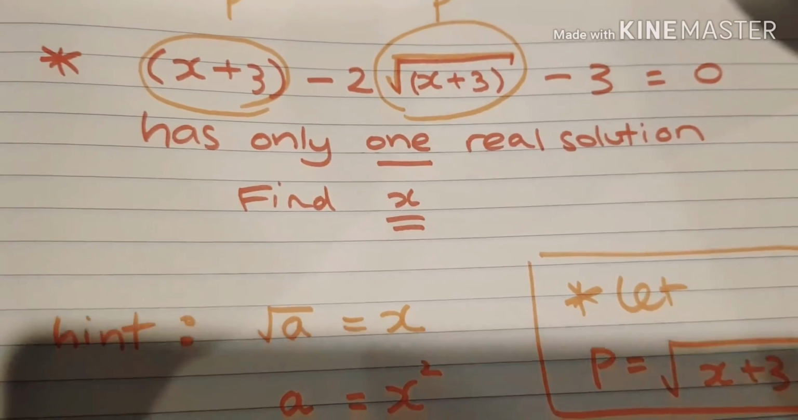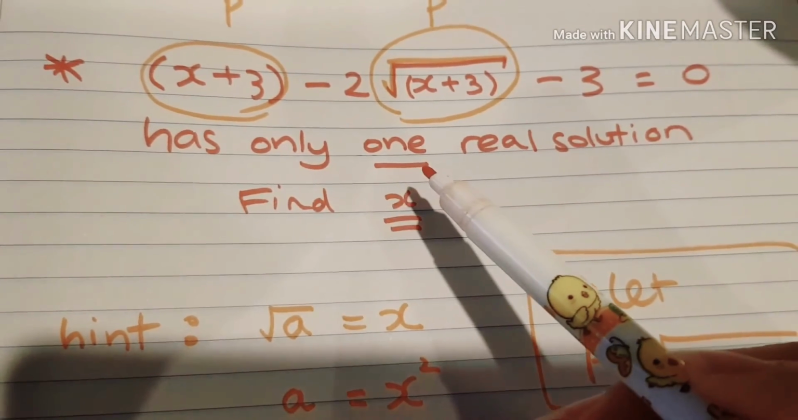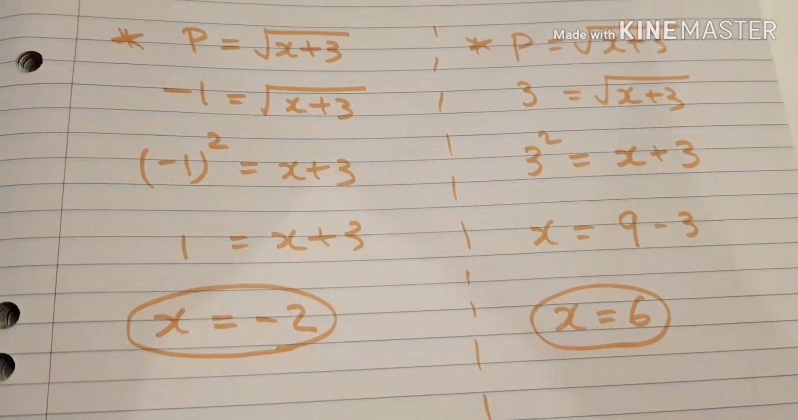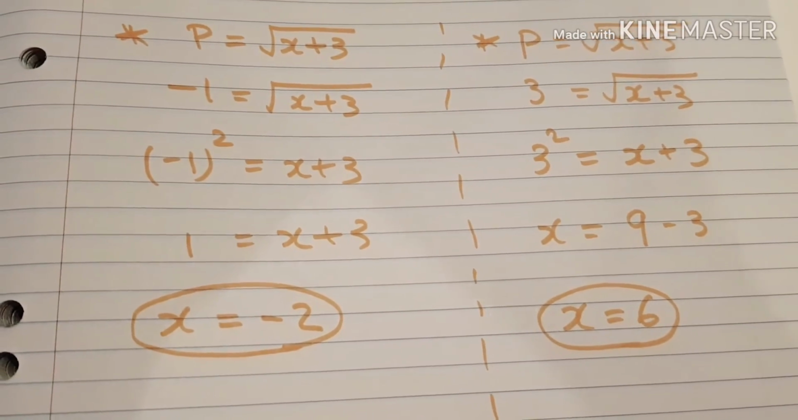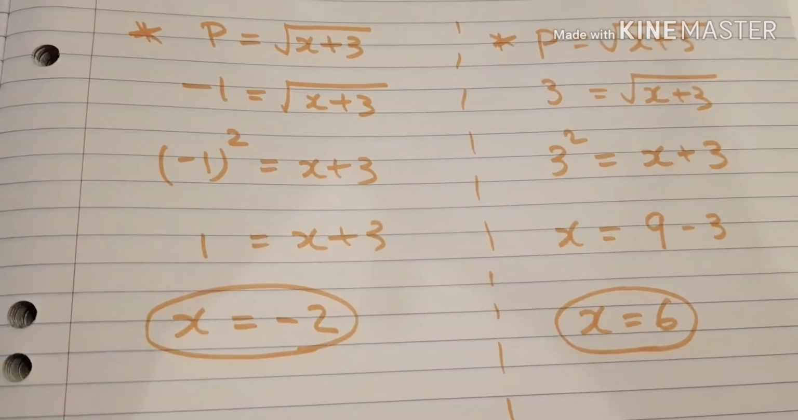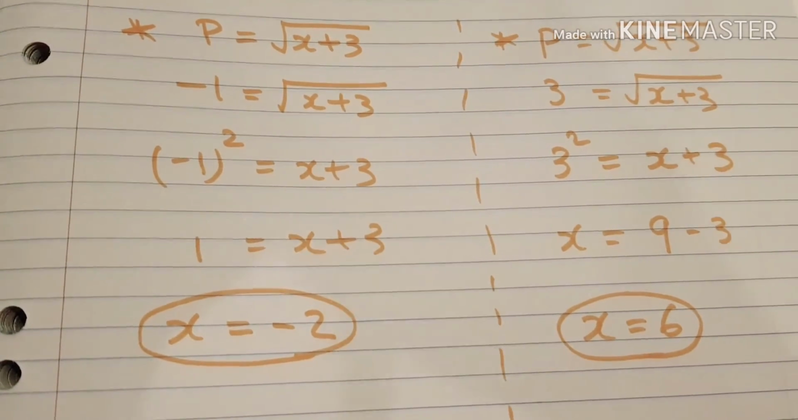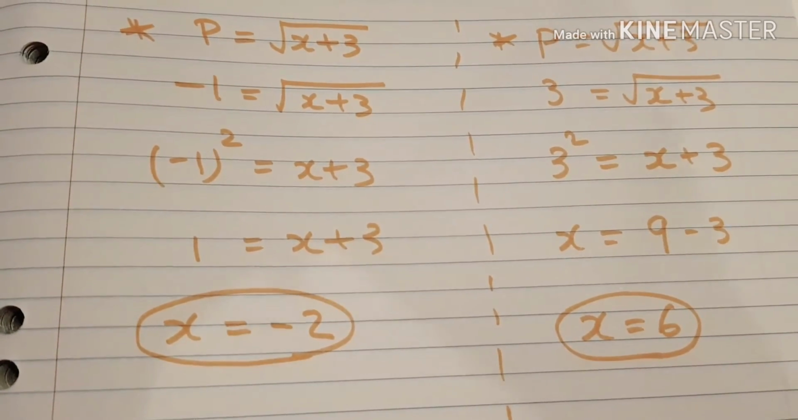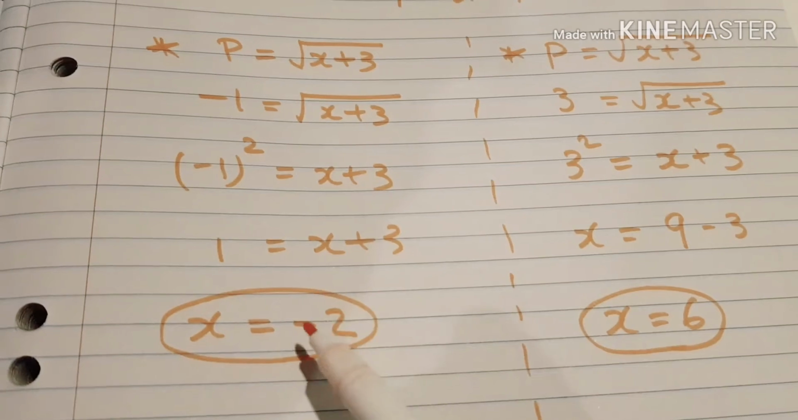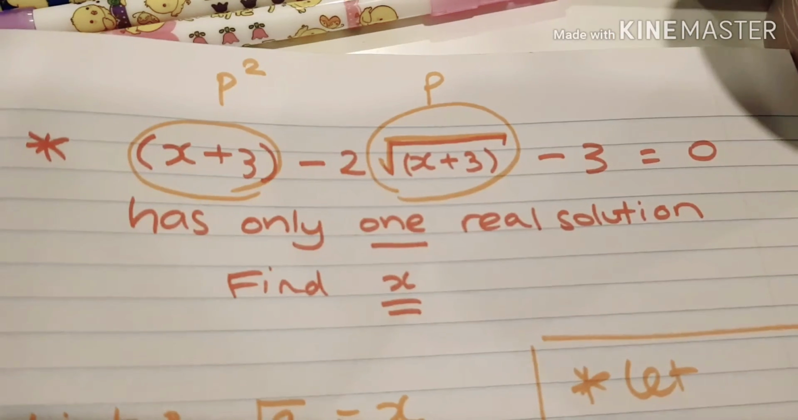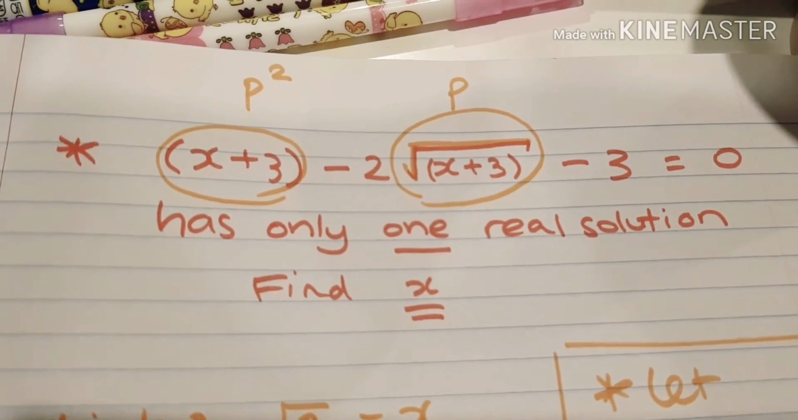But the question says to have only one real solution, and I've got 2 answers. Now I need to test it. Please don't forget to test your answer. How you test it is, you put these 2 numbers back into the original equation.